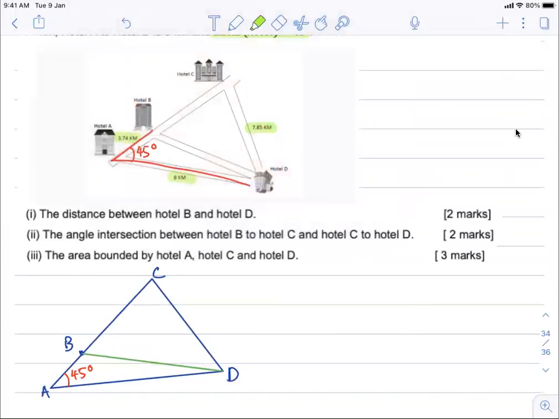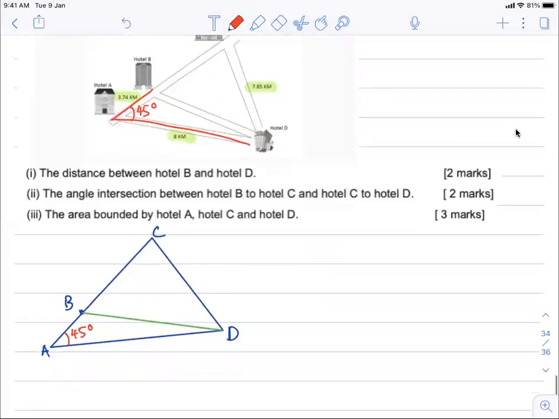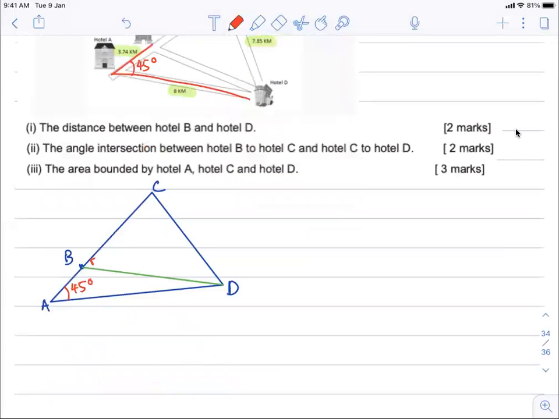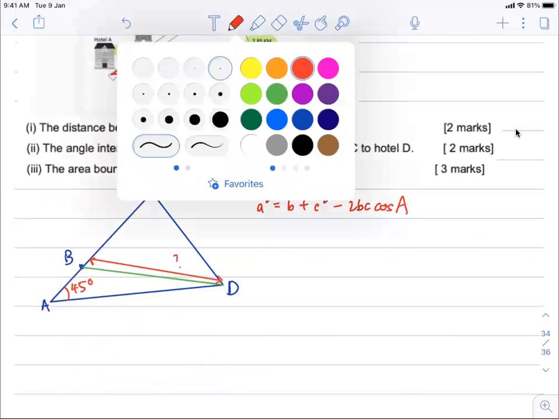He asked us to find the distance between hotel B and D. Basically, they want us to find this one, BD. So in order to find this, right, we need to use a formula. A square equal to B square plus C square minus 2BC cos A. To use this formula, we need to see which one is A, which one is B, which one is C.